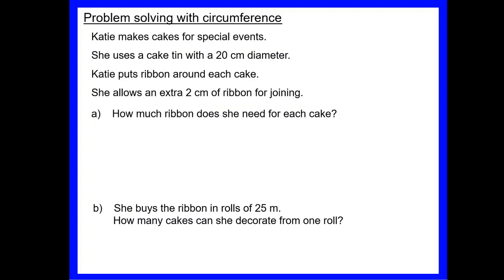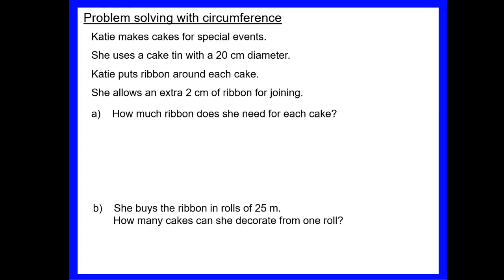So it's all very well being able to find the distance around the outside of a circle, but why do we need to know it? Well, let's have a look at this first one together. So Katie makes cakes for special events. She uses a cake tin with a 20 centimetre diameter. She puts a ribbon around each cake and she allows an extra 2 centimetres of ribbon for joining. How much ribbon does she need for each cake? For part A, and then part B, we've got she buys the ribbon in rolls of 25 meters. How many cakes can she decorate for 1 roll?